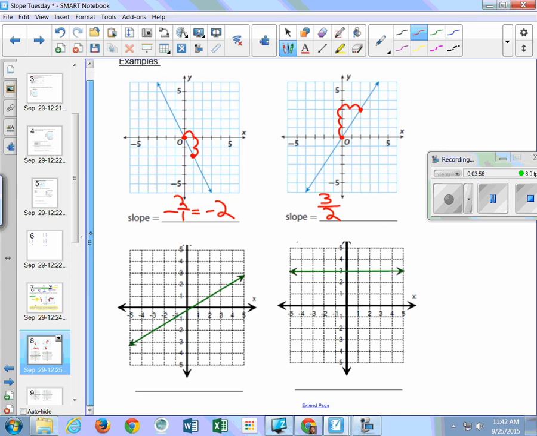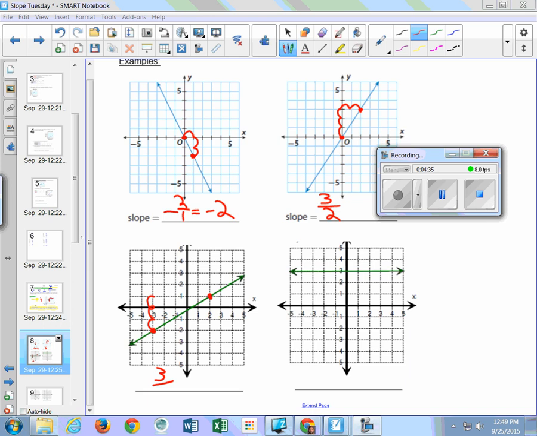On the next example, it doesn't quite go through the origin, so we need to find 2 other points where it intersects perfectly. It looks like the perfect one is right here, and probably right here. Those look like the best 2 to use. I have a positive line, so I'm going to start from the left. I'm going to rise: 1, 2, 3. My rise is 3. My run is 1, 2, 3, 4, 5. The slope is 3 over 5. It's a positive slope, so the number needs to be positive.